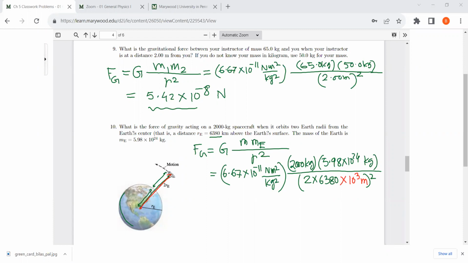When you plug all these values in your calculator correctly, you should get something like 4,900 Newton. So the force is 4,900 Newton, and this is reasonable. If someone is pulling you by this force, you will feel it. This is a very big number. So the earth attracts the satellite by this force. All right, let's move on.